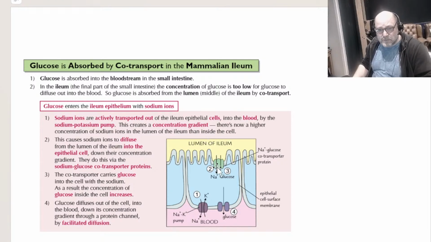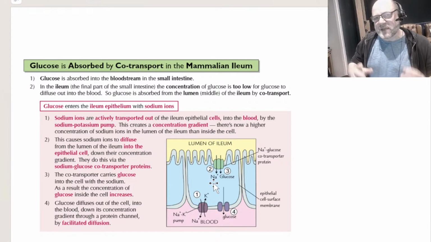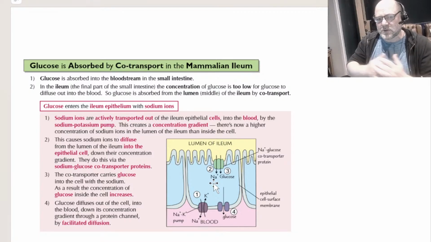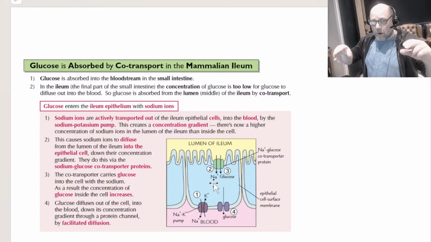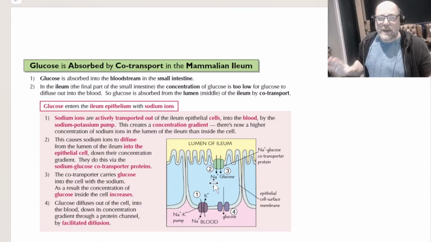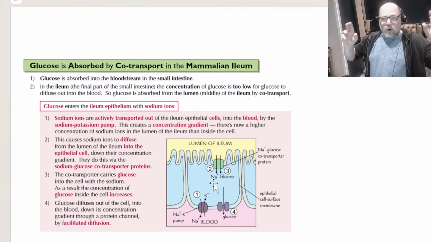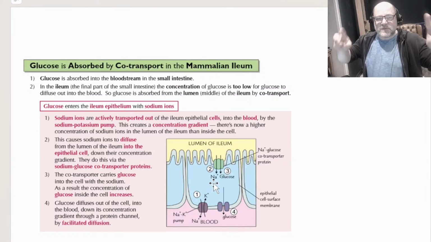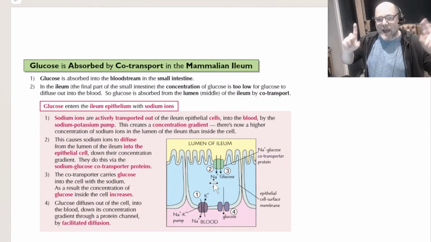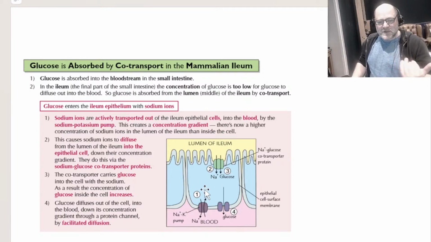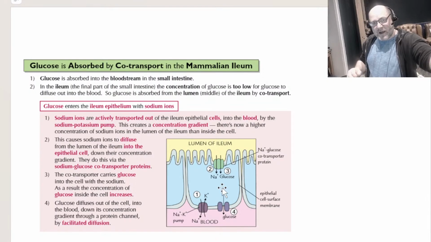So sodium moves in and carries the glucose with it. So the glucose is kind of moving against the concentration gradient. It's a form of, they don't use this term anymore if you're doing AQA or OCR, but it's a form of indirect active transport. We're actively transporting sodium ions to create a concentration gradient for the sodium. The sodium moves in and drags the glucose with it.